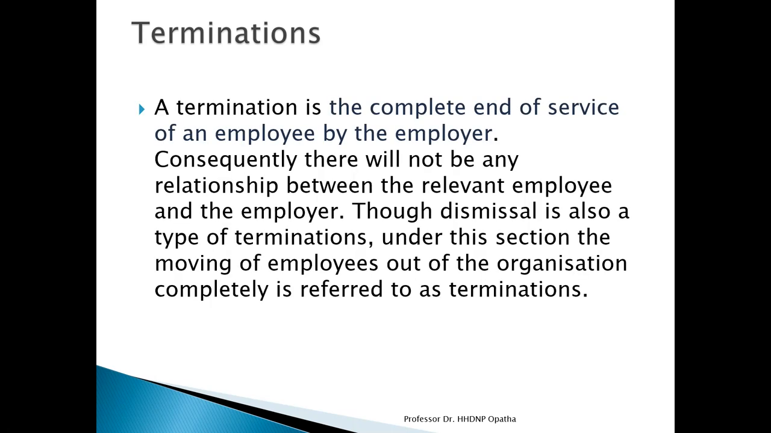Then terminations. Let us go to another type of employee movement. Termination is the complete end of service of an employee by the employer. Consequently, there will not be any relationship. The employment relationship gets broken forever when a termination happens between the relevant employee and the relevant organization. Dismissal, I told you, is also a type of termination. But there are other types of termination apart from dismissal.